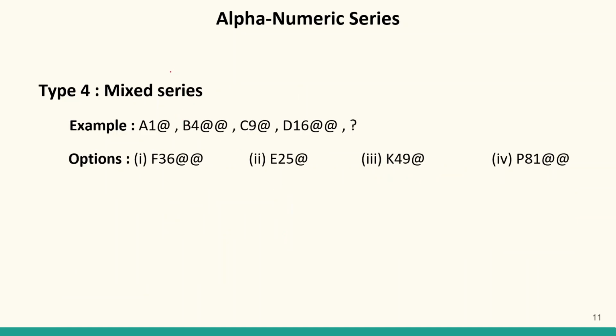Then this mixed series. So in mixed series, I told you there will be alphabets. There will also be numbers. There also will be symbols, right? Okay. So first understand the pattern of the symbols only. I can see that there is one symbol here. Then it is being repeated twice. Then again one symbol here. Then it is being repeated twice. So ideally we will have only one symbol here.